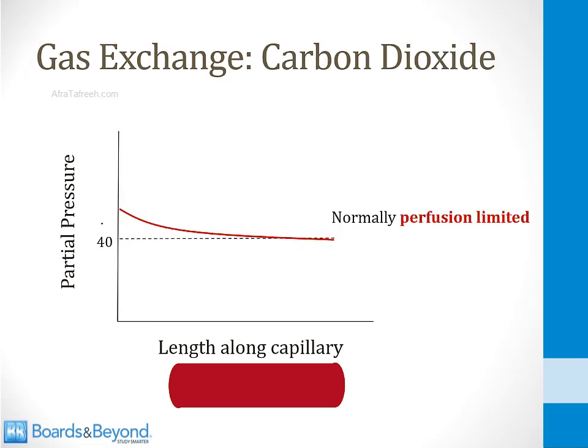And shown here is the curve for carbon dioxide. So carbon dioxide in the venous blood, which is entering pulmonary capillaries, is usually about 46 or so. It depends on the metabolic activity going on.